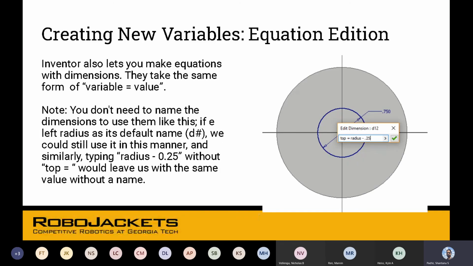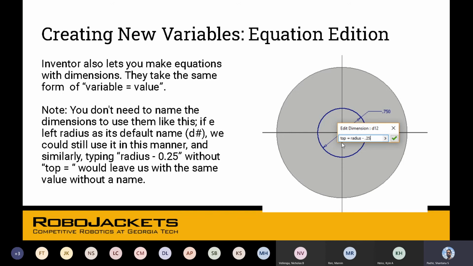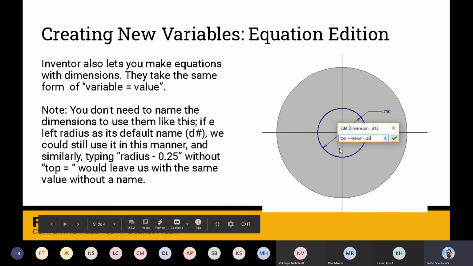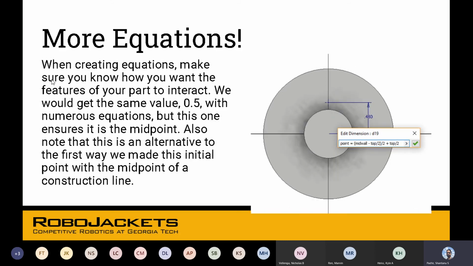And you can also use equations while you're creating your sketch itself. So over here, as you can see, we have top equals radius minus 0.25. So it seems like someone's trying to create a hole here or something like that. And if you want this thickness to remain constant, you can just use the same radius but subtract 0.25 from it to get to this part. Or equations.